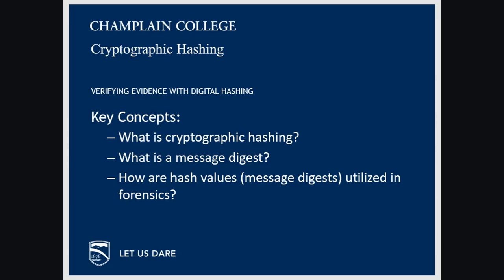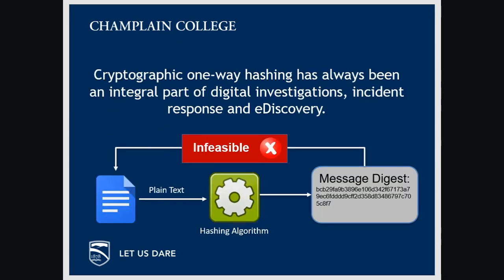So let's start by talking about what cryptographic hashing is. In other words, we want to use this typically to verify evidence with these digital hashes that are generated. So the key concepts that I want to cover today are: what is cryptographic hashing, what is a message digest that is generated by the cryptographic hashing function, and how are hash values, the message digests that are generated, utilized in forensics. We're going to just cover those three quick concepts as we walk through this briefing.